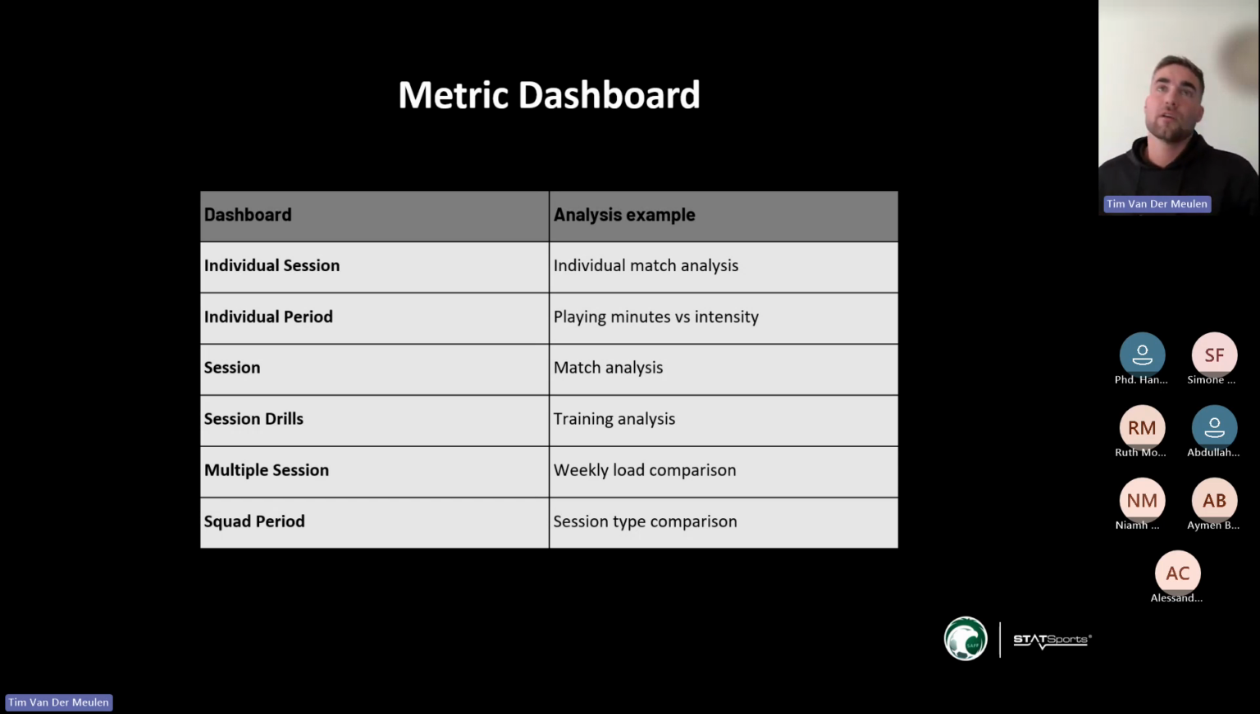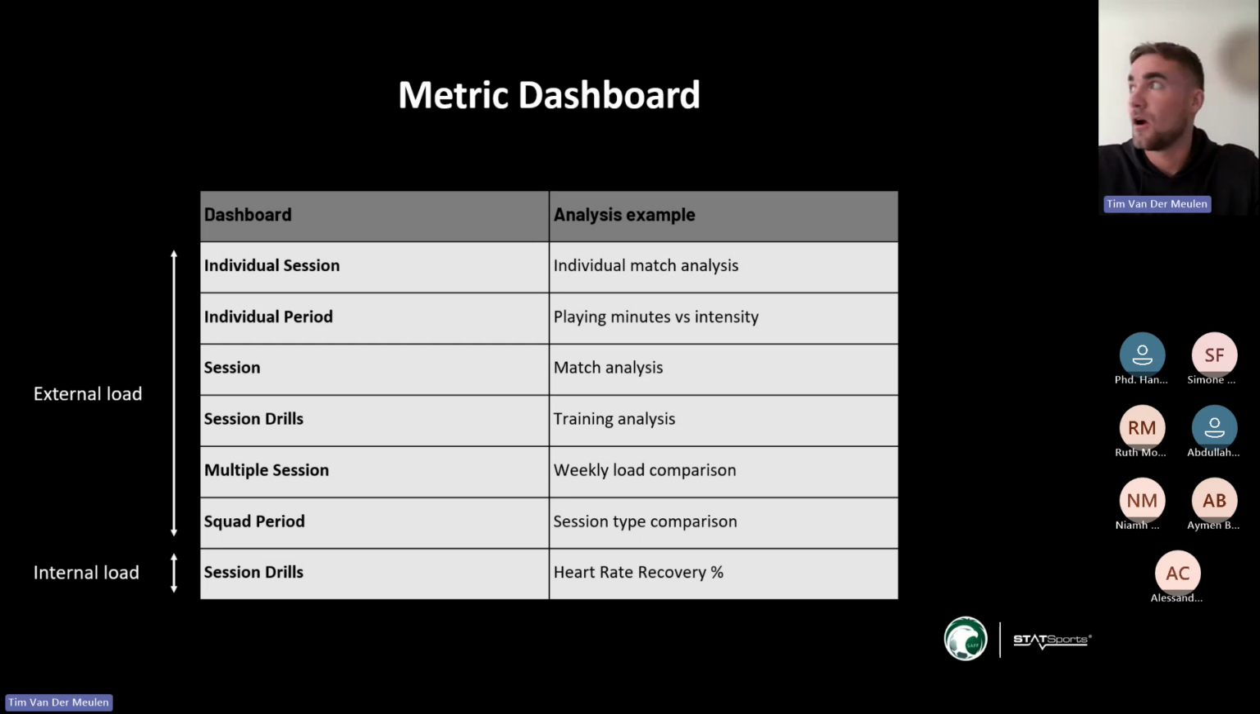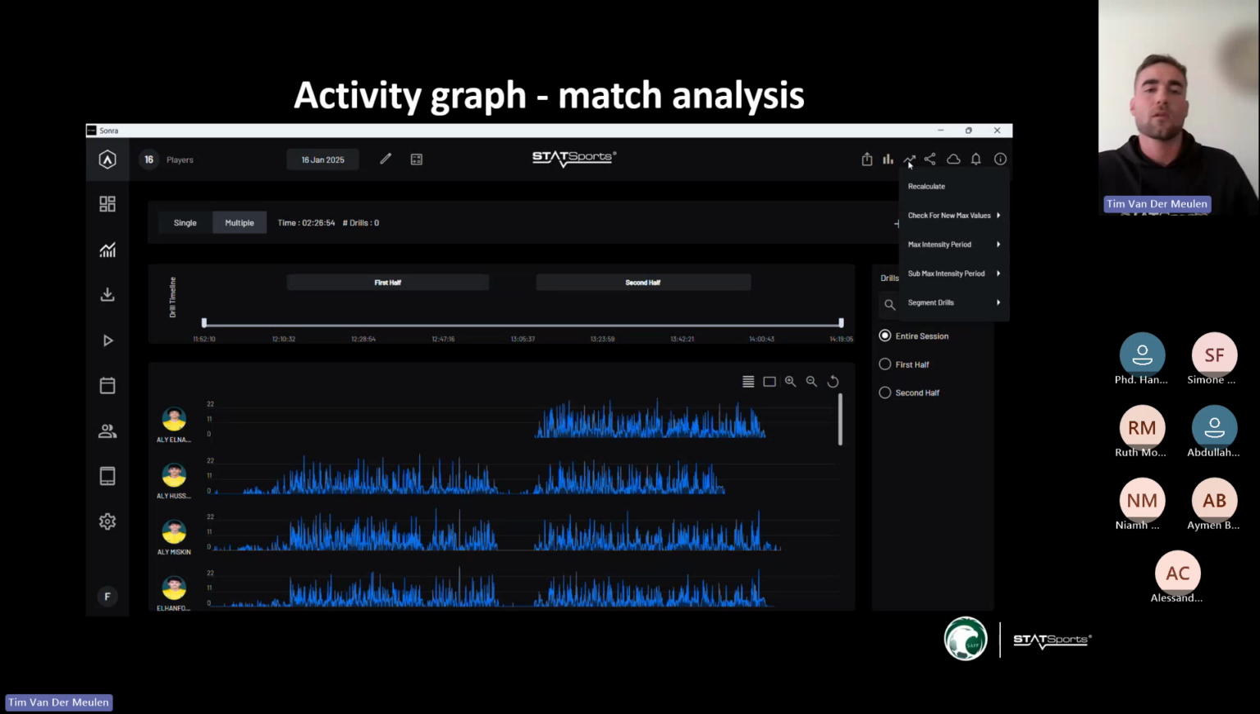And all those dashboards focus on external load metrics, but you also want to know how your players respond to those different physical outputs during different trainings. So I will also provide an example about the internal load measure, heart rate, in this case focusing on the heart rate recovery percentage with the session drills dashboard as example.